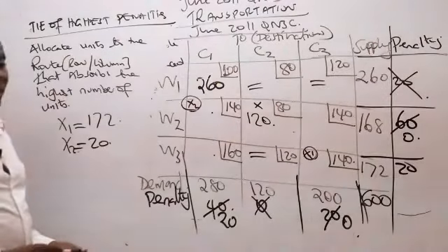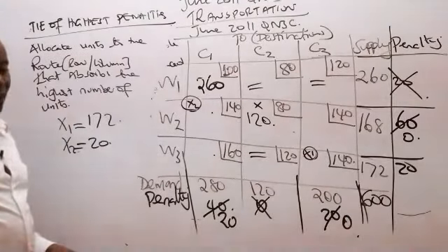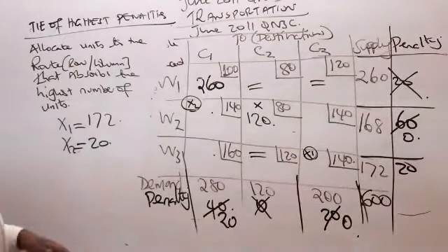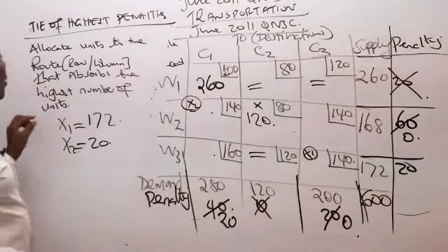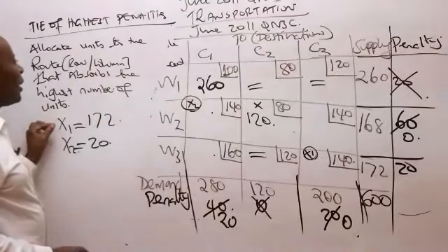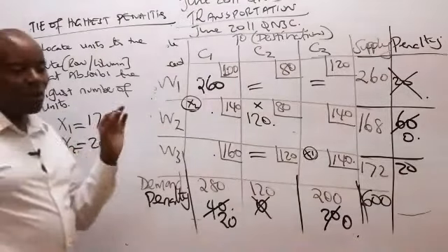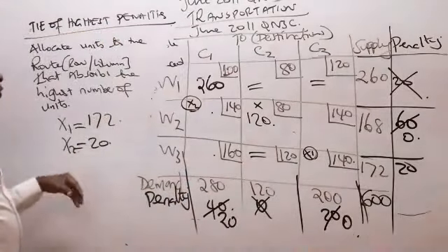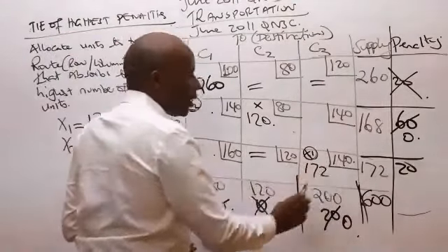Now listen, my greatest students, listen. Once I reach here, I need to ask myself a simple question. Remember, it is a tie that you're trying to resolve. We said whenever there's a tie of highest penalties, always allocate units to the row or column that absorbs the highest number of units. So between X1 and X2, of course, X1 is the higher. So first of all, I'll put the 172 units there.